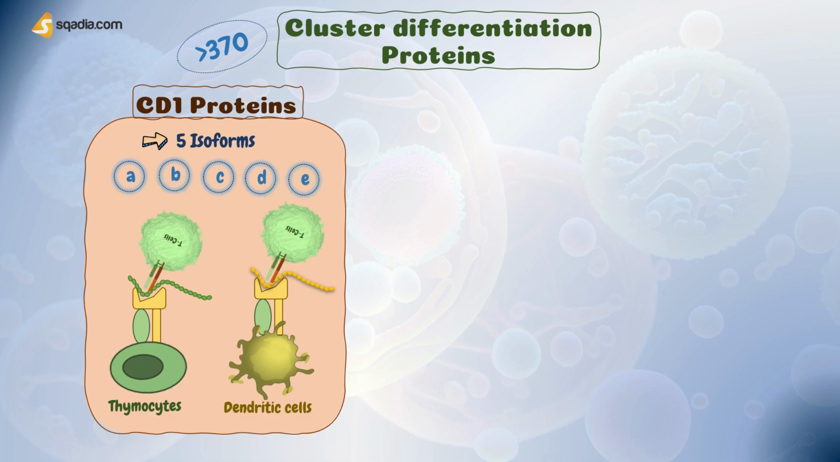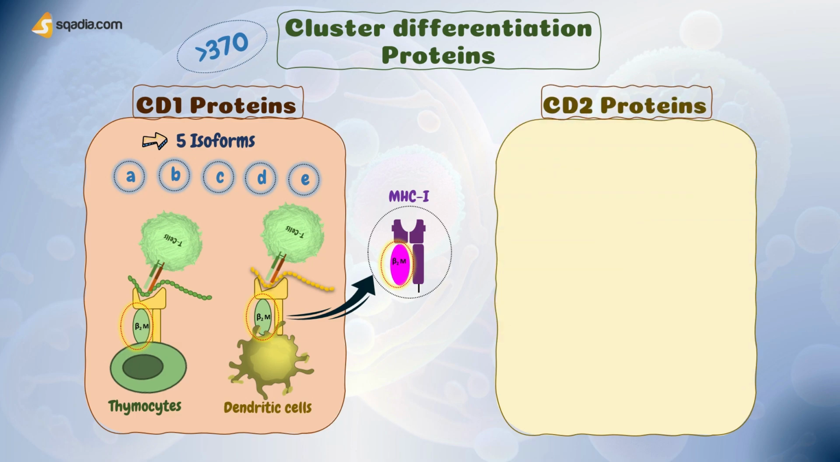These CD1 molecules are structurally similar to MHC class I molecules. As, just like MHC antigens, they form a complex with beta-2 microglobulin. And so, just like MHC molecules, they can present antigens to T cells. Mycobacterial lipidic antigens can also be presented by CD1.